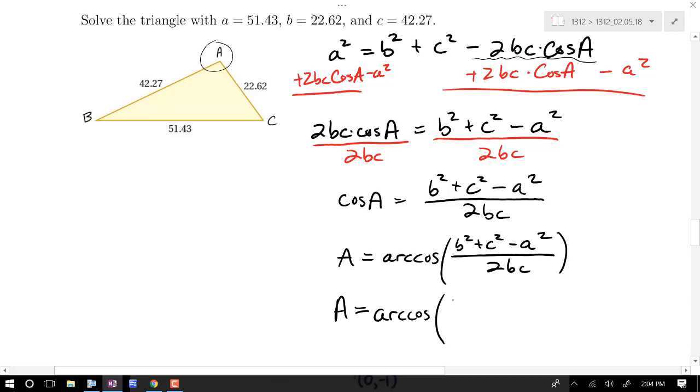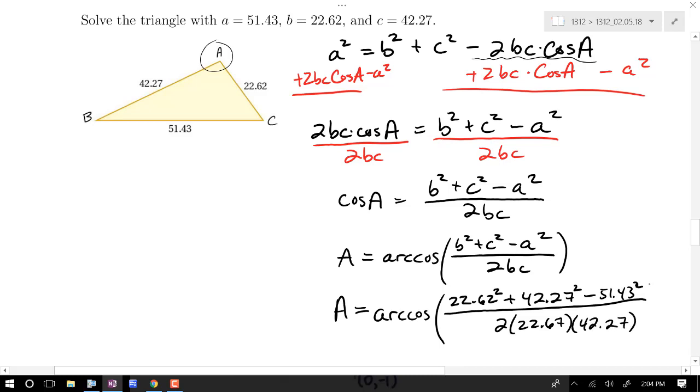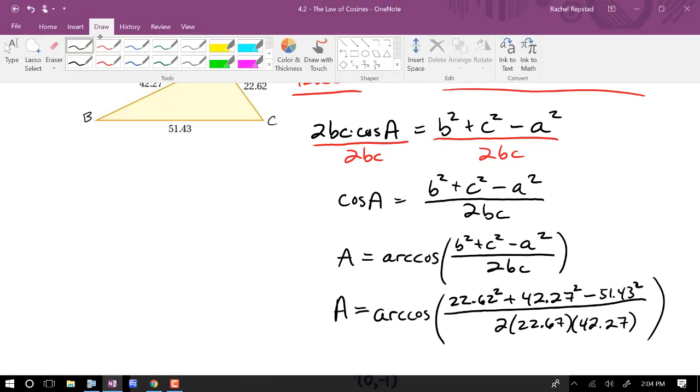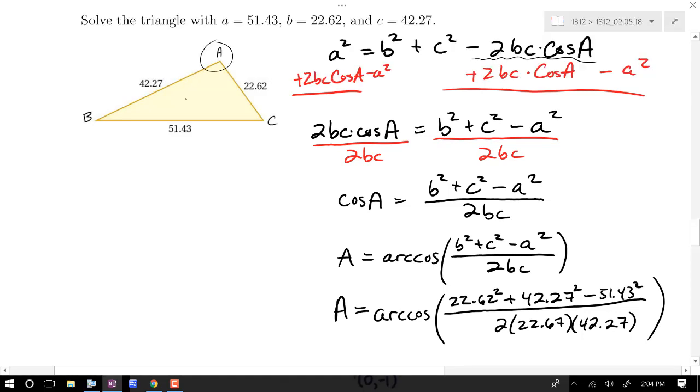So we have 22.62 squared plus 42.27 squared, minus 51.43 squared, all over... So here's what's absolutely crucial if you're plugging the whole thing into the calculator like this. You have a whole set of parentheses around the stuff on top, and you do need a whole set of parentheses around the stuff on the bottom to make sure it divides by the whole product.